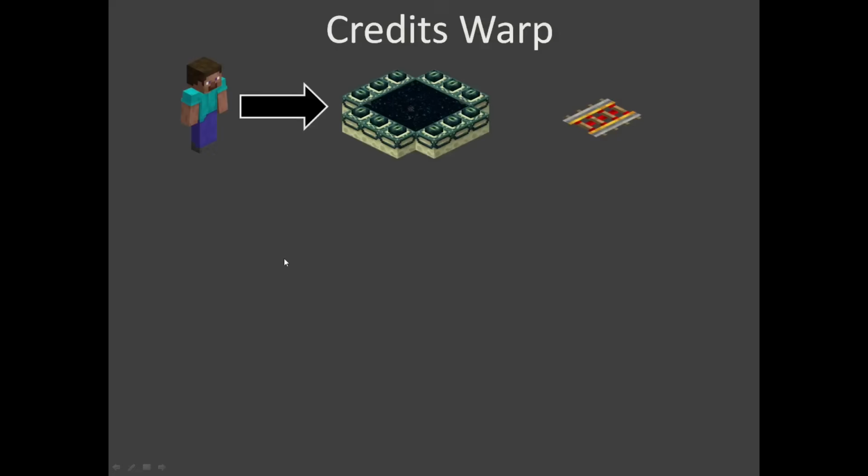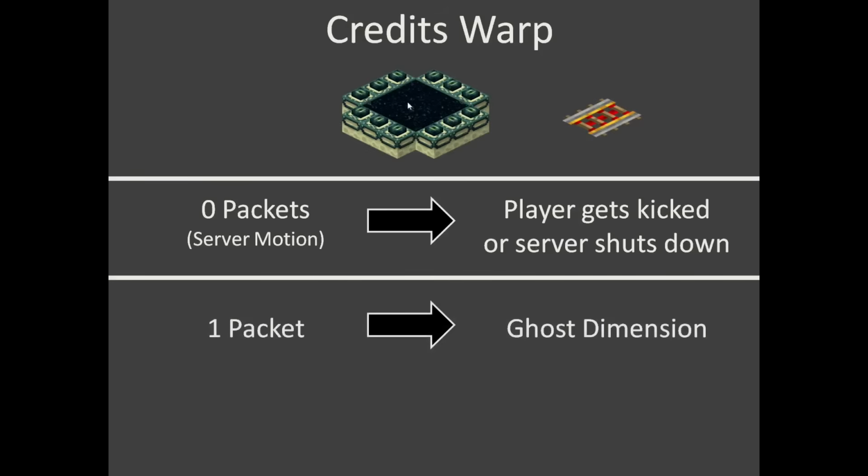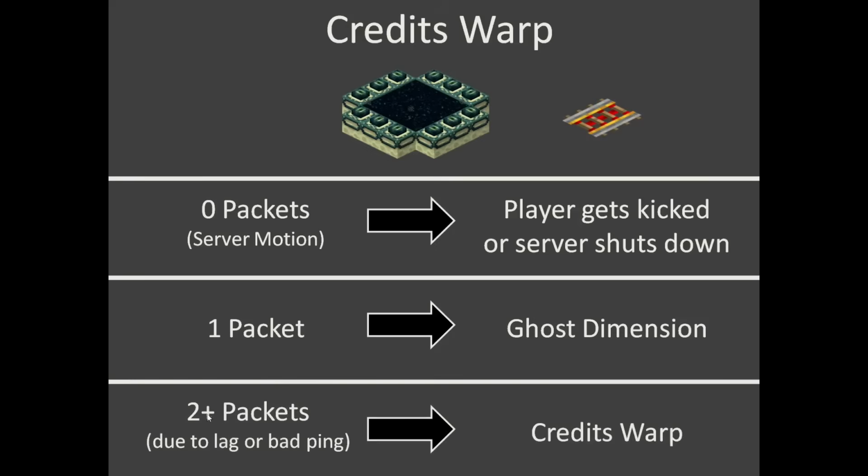Okay, but what about the credit swap? If a player goes into an end portal and we update suppress the Obsidian platform, there are three different things which can happen depending on how many packets you send when you enter this end portal. If you send 0 packets, so if there's a server-side reason for you entering the end portal, then the server shuts down or the player gets kicked because it's an update suppression outside the player phase. If you enter the end portal with a single client movement packet, then you can get into the ghost dimension. While if you send multiple movement packets in a single game tick and all of them collide with the end portal, then you will actually be using the end portal multiple times, and then you will not just be sent to the end, but you will also be sent back to the overworld and get sent to the credits without having to defeat the Ender Dragon.